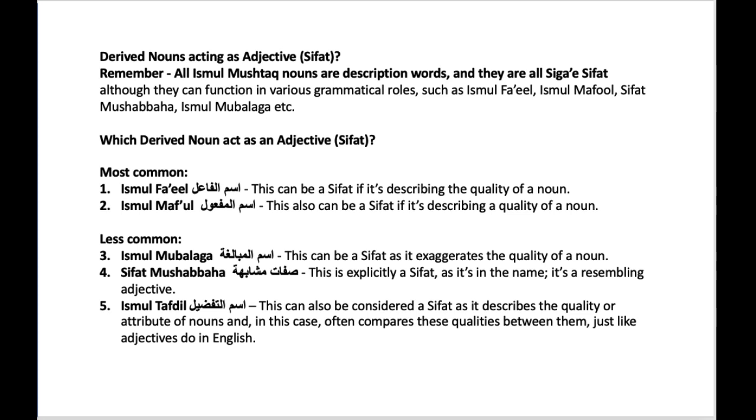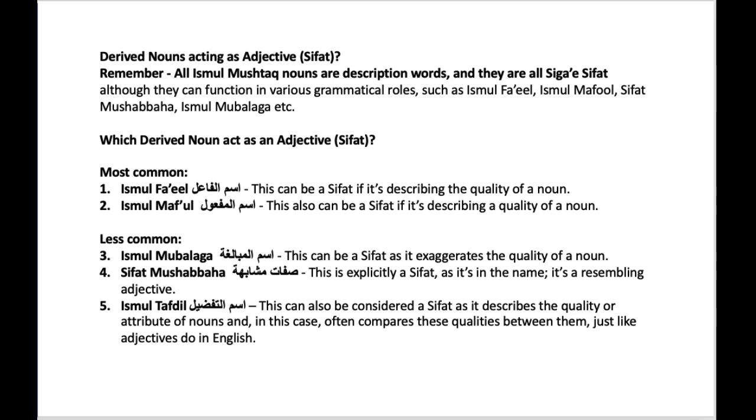Although they can function in various grammatical roles such as Ismul Fa'il, Ismul Maful, Sifat Mushabbaha, Ismul Mubalagha, etc. Which derived noun act as an adjective or sifat? The most common ones are Ismul Fa'il and Ismul Maful. Ismul Fa'il, this can be a sifat if it is describing the quality of a noun. Ismul Maful, this also can be a sifat if it is describing a quality of a noun.